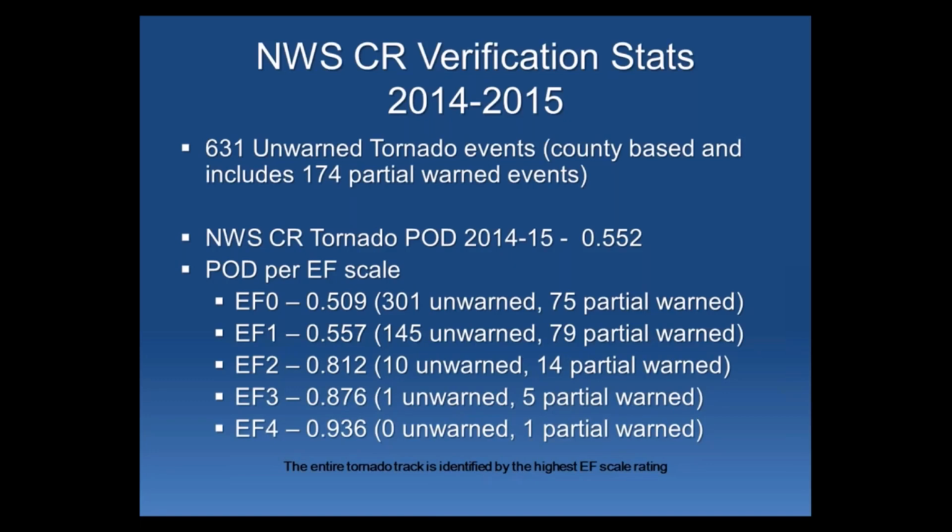And if you look at the EF scales, you can see that as EF intensity increased, our skill increased with it. Now, as Fred mentioned, we only had one unwarned EF3 in the database and did not have an EF4. We did have some partially warned events with those, but also remember that the entire tornado track is identified by the highest EF scale rating. And so a lot of these partially unwarned areas were much weaker at the time before they hit their max intensity.